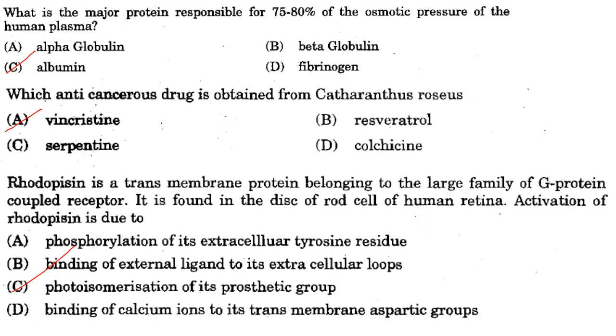Then, rhodopsin is a transmembrane protein belonging to the large family of G protein coupled receptors. It is found in the disc of rod cell of human retina. Activation of rhodopsin is due to. So, rhodopsin is activated by the photon triggered isomerization of retinal in the ligand binding pocket. Rhodopsin consists of the protein opsin linked to the 11-cis retinal, a prosthetic group. So, photoisomerization of its prosthetic group is the correct answer.